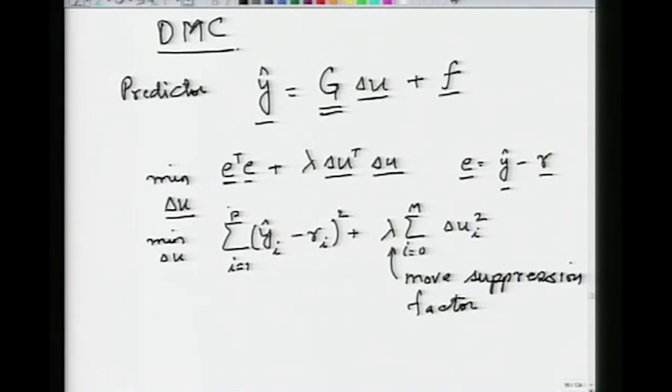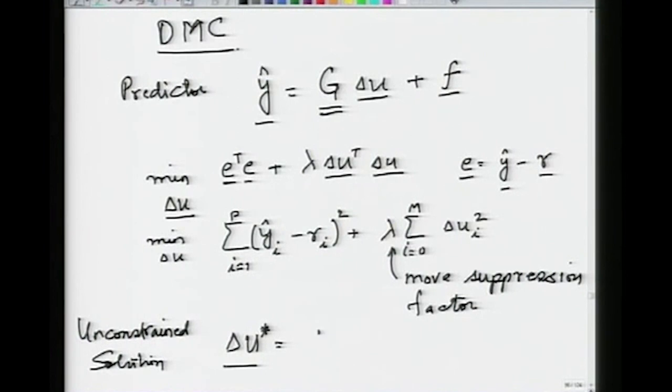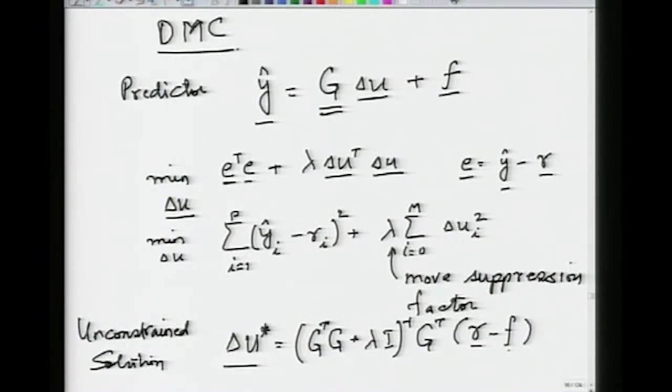M is the control horizon, P is the prediction horizon, and I have my predictor up there. Okay, so, we saw that the unconstrained solution for this is delta u star, indicating optimum, equal to G transpose G plus lambda I, inverse, times G transpose times the error vector. So, this was the solution that we looked at last time.